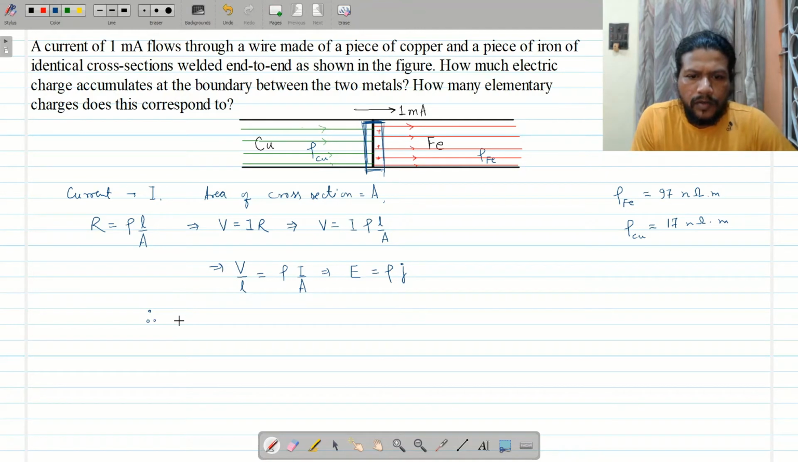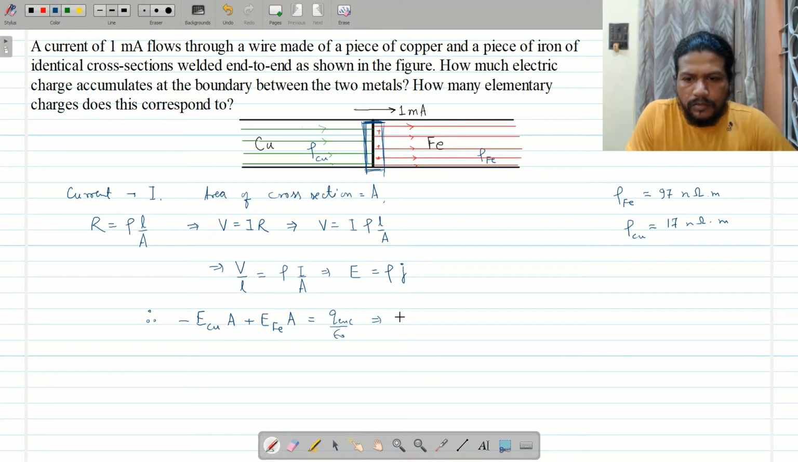So we can write down minus the electric field in the copper region times the area, that's the flux for the left part, plus the electric field in the iron region times the area. According to Gauss's theorem, this should be equal to the charge enclosed, which I'm looking for, divided by epsilon naught.